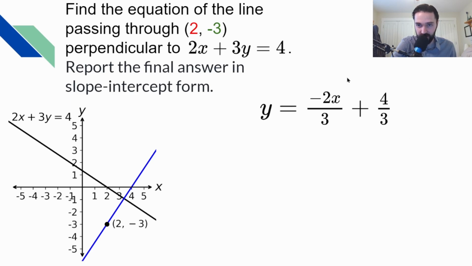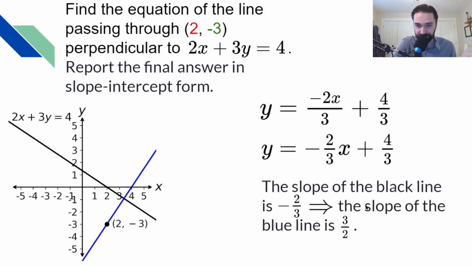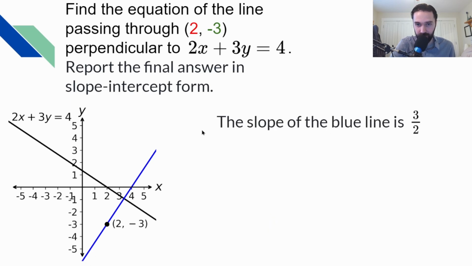Negative 2x over 3 is the same thing as negative 2/3 x, okay? So now this black line is in slope-intercept form. So we can look at it and say that the slope of the black line is negative 2/3. Okay? That means that the slope of the blue line is 3 halves. Okay, it's the opposite reciprocal. Okay? So now we know what the slope of our blue line is.